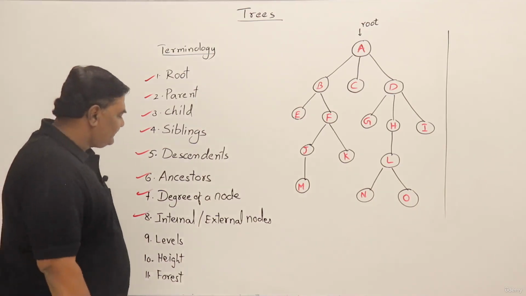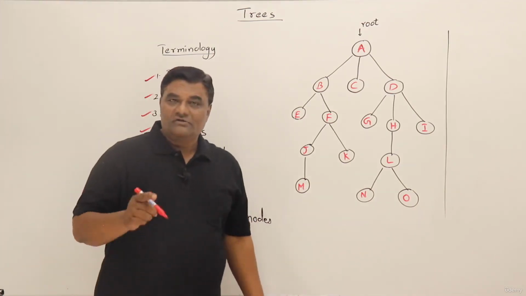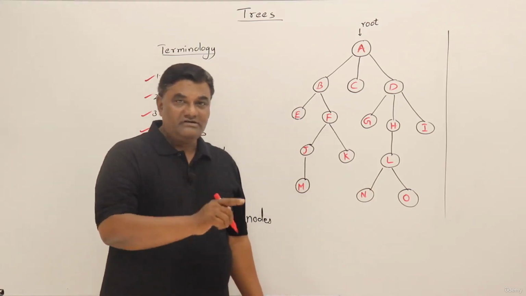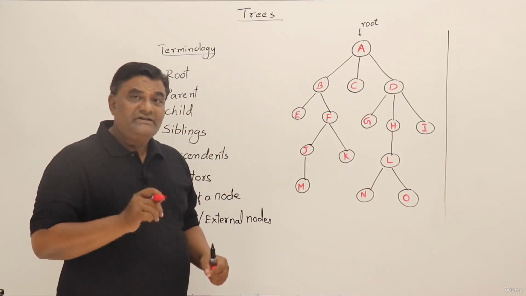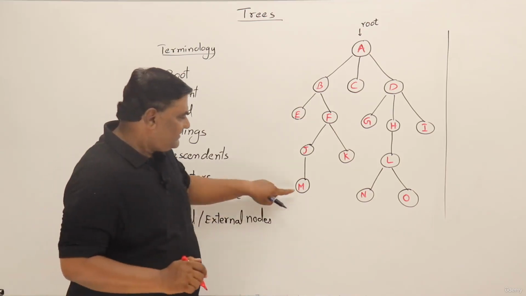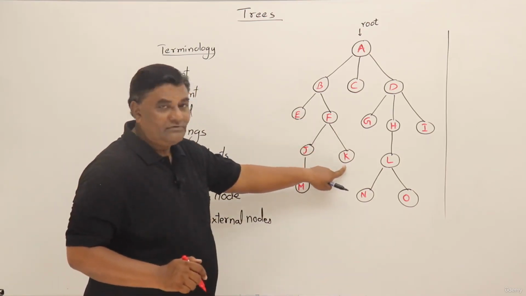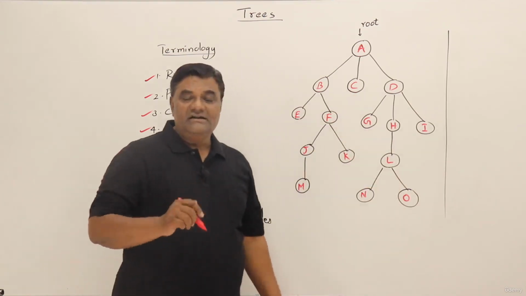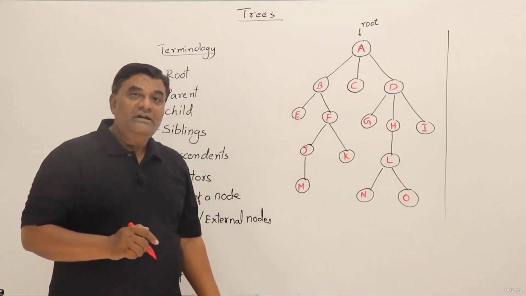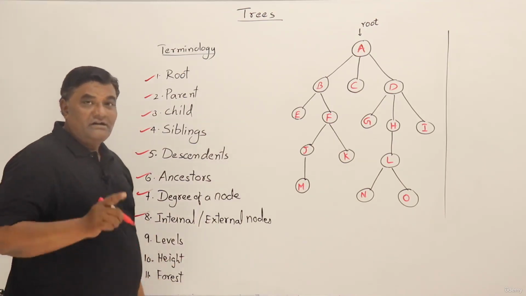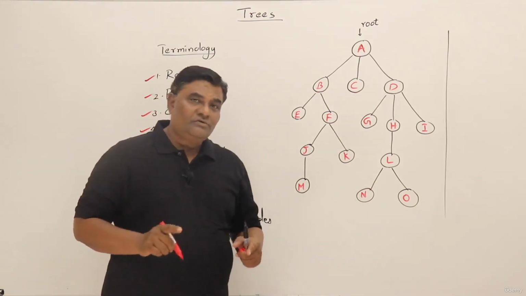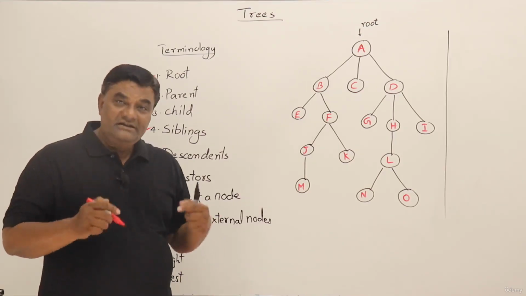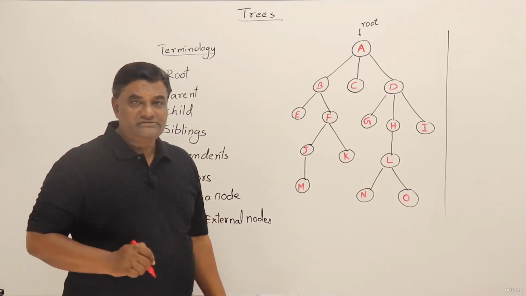internal nodes and external nodes. Internal nodes and external nodes are also called non-leaf nodes and leaf nodes, or terminal nodes and non-terminal nodes. What are those? Nodes with degree 0 are called leaf nodes. So E, M, K, G, C, N, O, I, all these are leaf nodes or external nodes or terminal nodes. And those nodes whose degree is greater than 0 are internal nodes, non-leaf nodes, non-terminal nodes.